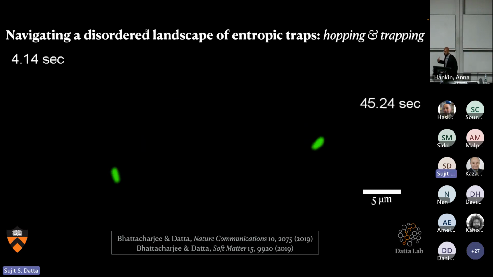So this is a fundamentally distinct mode of motility that we call hopping and trapping, by analogy to other forms of passive transport through disordered porous media. And so by tracking the individual cells, we've been able to characterize many aspects of this new mode of motility. I won't go into the details in the interest of time, but for example, we've looked at the mean square displacements, various statistical descriptors of this motion.